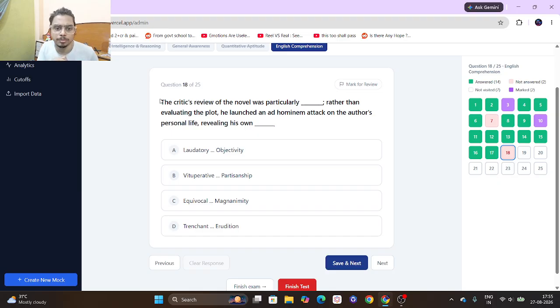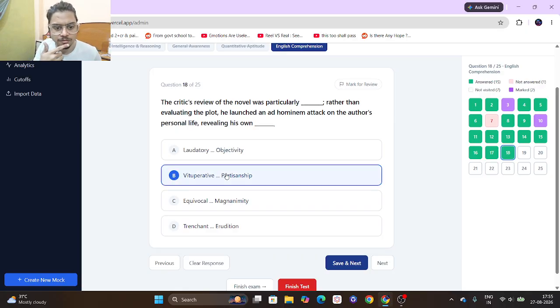Next. The critic's review of the novel was particularly vituperative. Rather than evaluating the plot, he launched an ad hominem attack on the author's personal life, revealing his own partisanship. Laudatory, objectivity wouldn't fit. Magnanimity means big-heartedness, so that can't be it either; he wasn't big-hearted, abusing the author. So partisanship means his own prejudice, and vituperative, I don't exactly know, but okay, this is right.